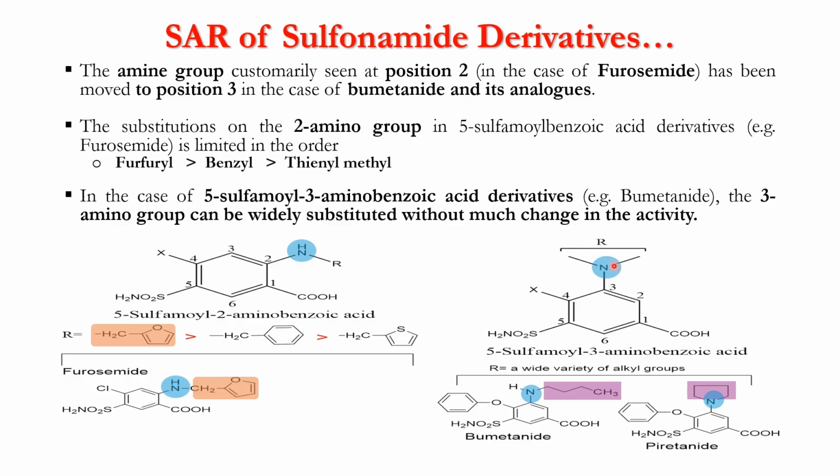But in the case of furosemide, we only have three substituents, that is the furfuryl, the benzyl and the thienylmethyl group. These are the only substituents, with the furfuryl group having the maximum activity, as we have seen in the case of furosemide.